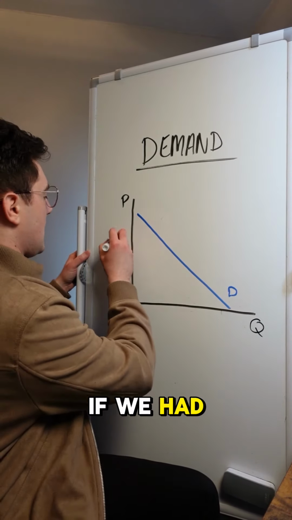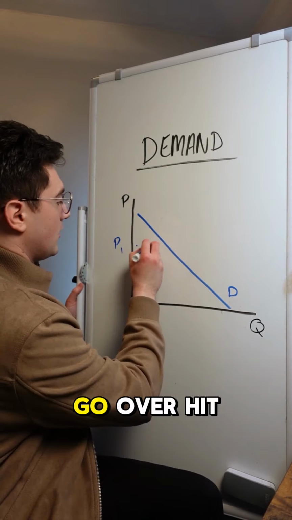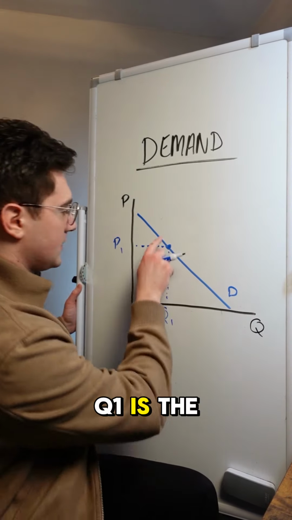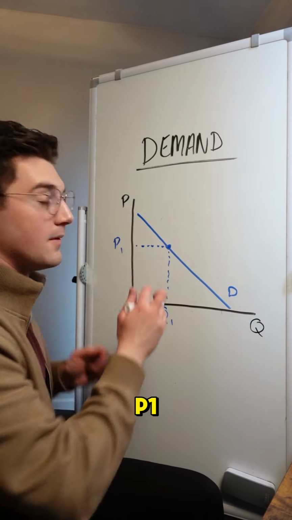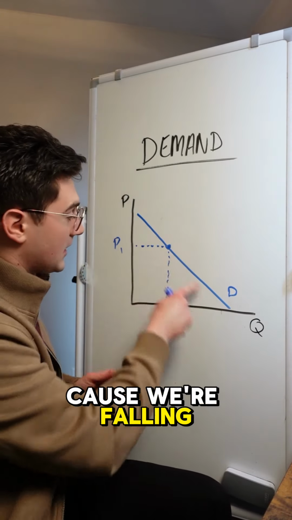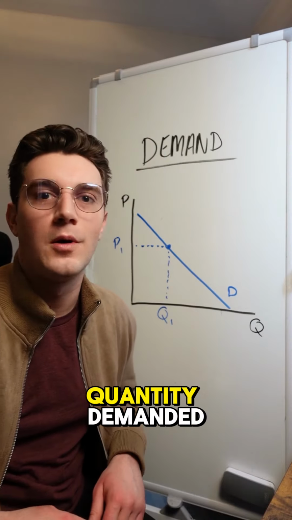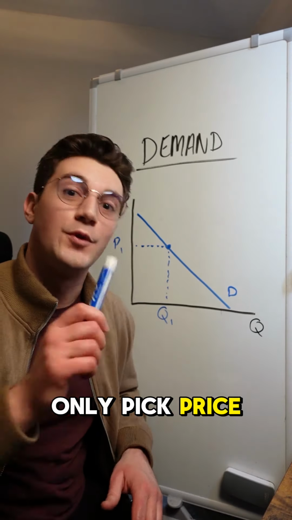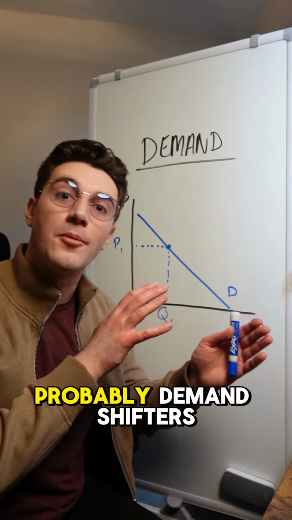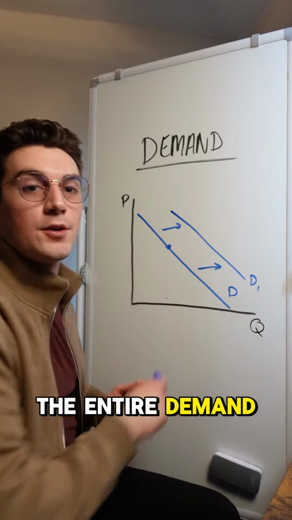For example, if we had P1 here and we're asked, well, what's the quantity demanded at this price? We'd go over, hit the demand curve, and then go down and find that Q1 is the quantity demanded at P1. Price is the only thing that can change quantity demanded because we're falling at a new point on the demand curve. So when you get asked a question like, which of the following could change quantity demanded, only pick price. You're probably going to be given other answer choices that are meant to trick you, because those are probably demand shifters. In other words, things that shift the entire demand curve right or left.